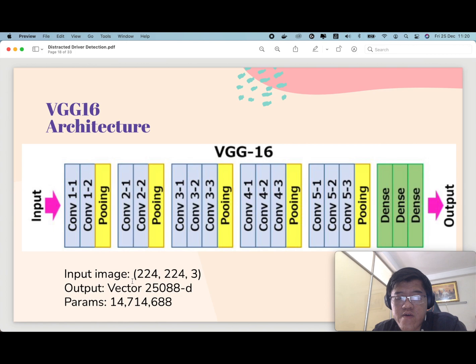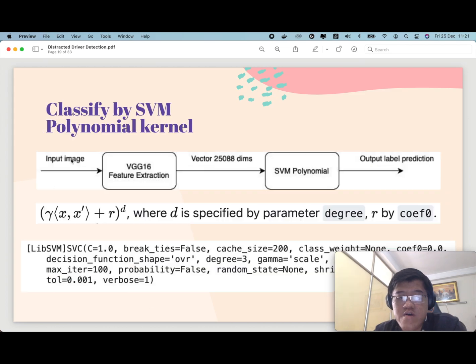The input image has the shape of 224 by 224 by 3. In this architecture, we can see that it has 13 convolution layers with 5 pooling layers, and the fully connected part has 3 layers. So the output is a vector of 25,000 dimensions. The parameter count of this model is about 14,700,000. This is a design where we use feature extraction with an SVM polynomial kernel.